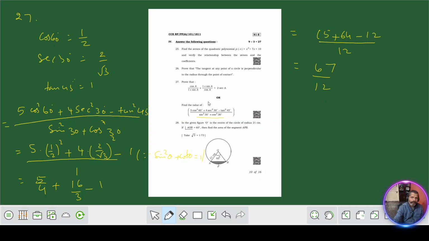There will always be a choice for the trigonometry first exercise question. One will be direct angles, another will be using the identities. We'll move to the next question, 28.